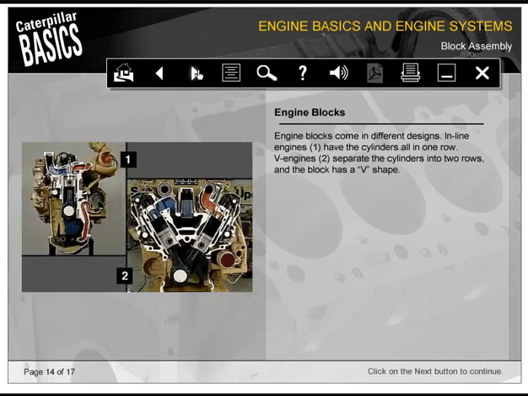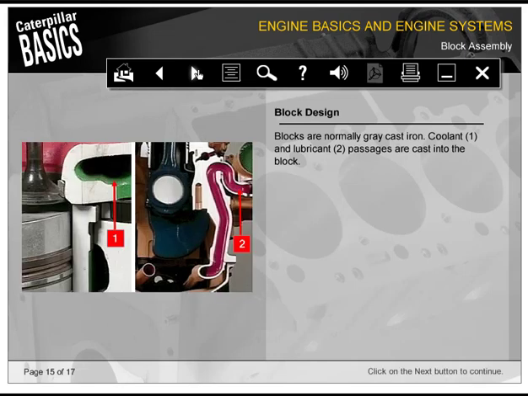Engine blocks come in different designs. Inline engines have the cylinders all in one row. V engines separate the cylinders into two rows, and the block has a V shape. Blocks are normally gray cast iron. Coolant and lubricant passages are cast into the block.